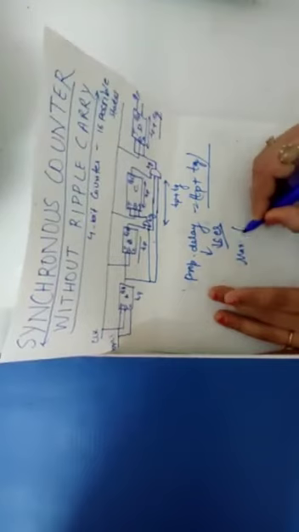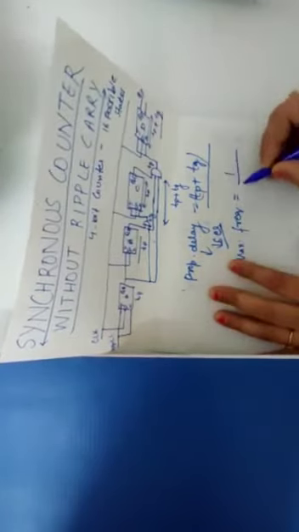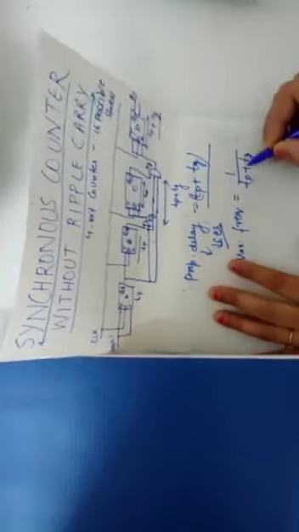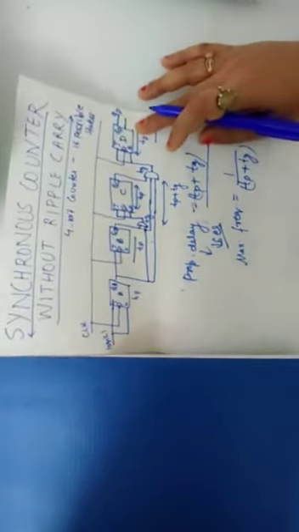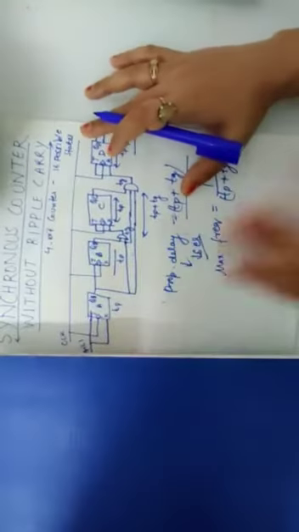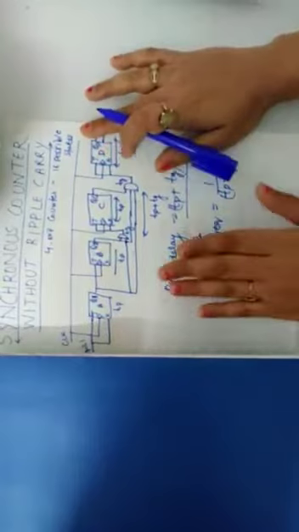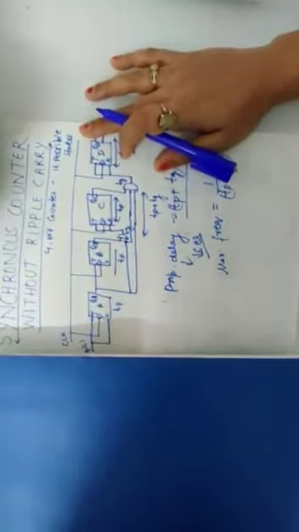So this is constant, and the maximum frequency increases. This becomes TP plus TG. In the earlier case it was TP plus n minus 2 TG. Here it is TP plus TG and remains constant. So the output will be produced faster compared to the counter with ripple carry. This is the advantage of the synchronous counter without ripple carry.